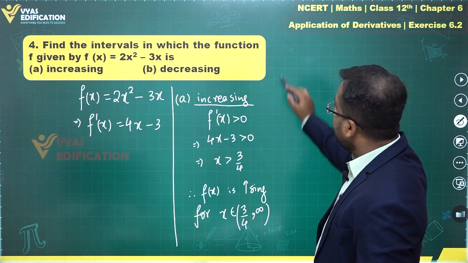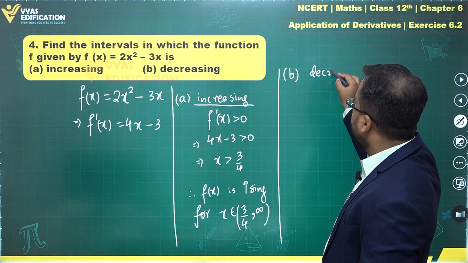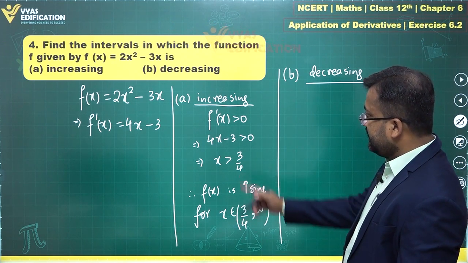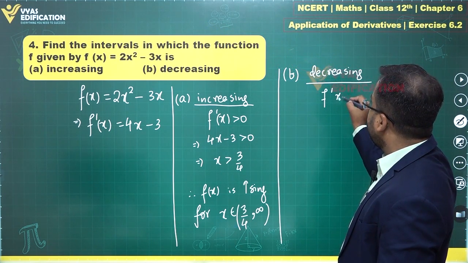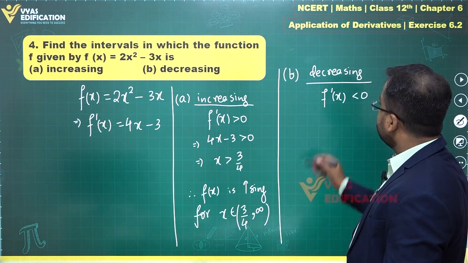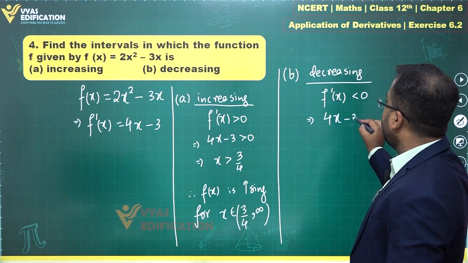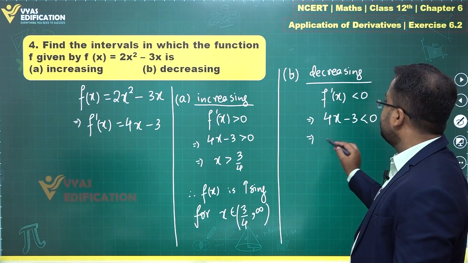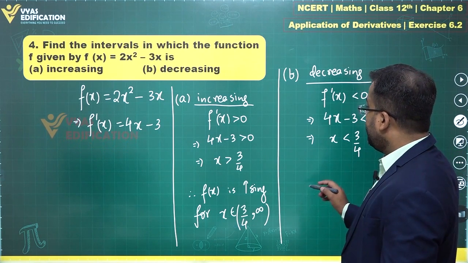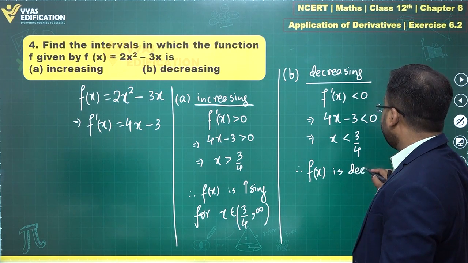Next, part B says, find the intervals in which the function is decreasing. Okay. For decreasing, what do we need? We have already found f prime x. For decreasing, f prime x will be less than 0. That's what you can say. And on the basis of this, what can you comment? This tells me that 4x minus 3 is less than 0, and this tells me x is less than 3 by 4. Is that okay? Yes, that's pretty simple. Therefore, f(x) is decreasing.